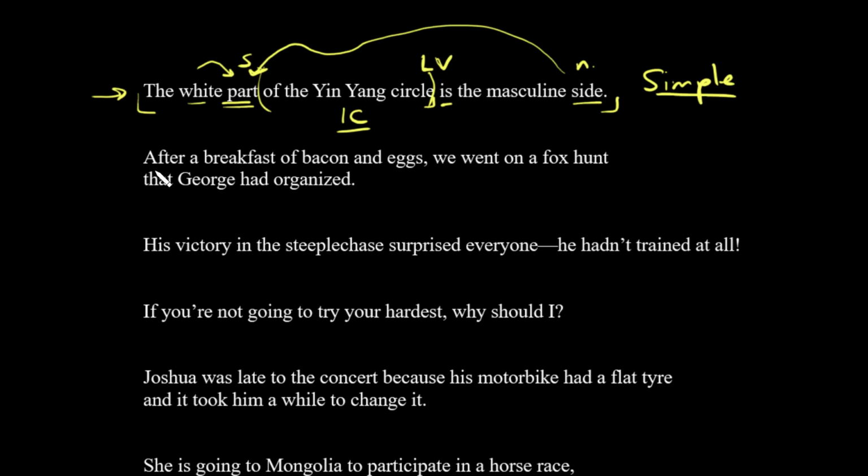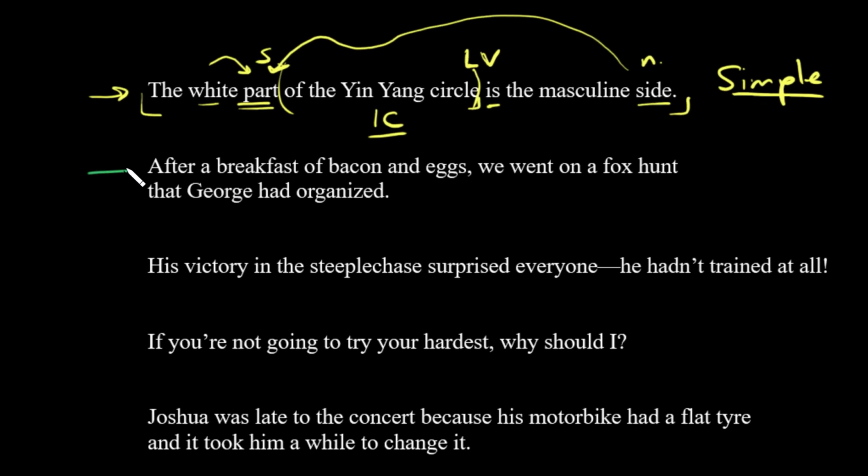Our second sentence reads, after a breakfast of bacon and eggs, we went on a fox hunt that George had organized. So we have a couple of prepositional phrases that we start with, after breakfast and of bacon and eggs. And you can see here that after and of, these are the prepositions. And then these are followed by a couple of nouns here that are the objects of the prepositions. So prepositional phrases are not going to be part of the core of our sentence.